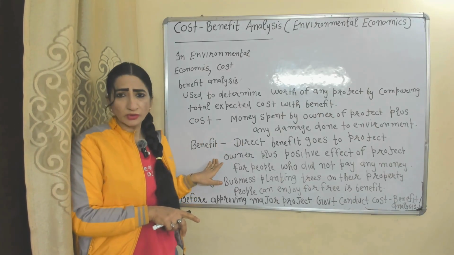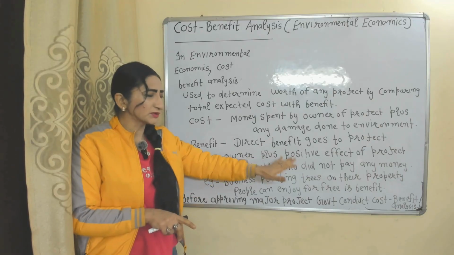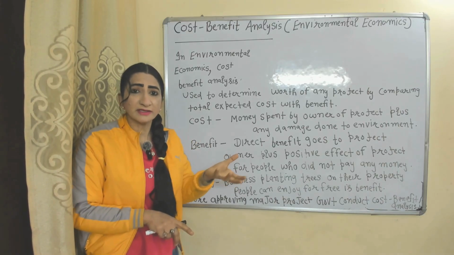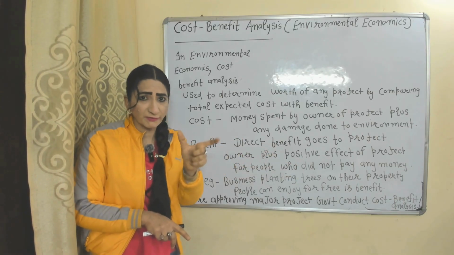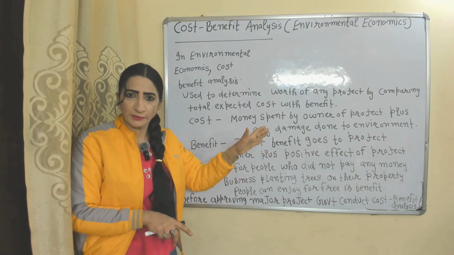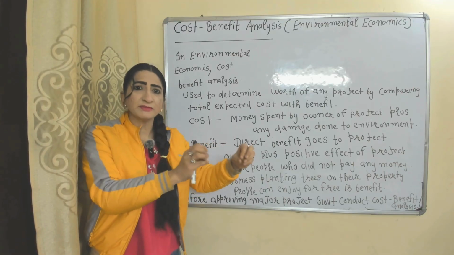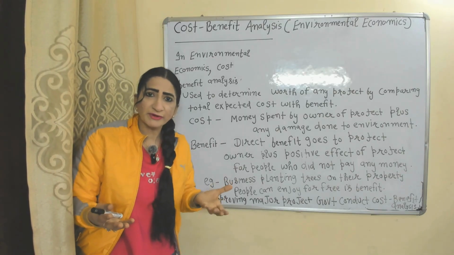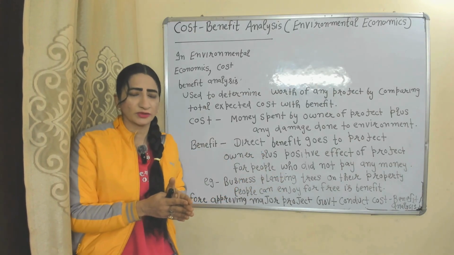Similarly, in benefit, we not only include direct benefit which goes to the project owner, but also the positive effect of this project on society. For example, a project owner plants trees on their property and people are enjoying it free. This will be called benefit to society due to this project. This benefit we also include in the total benefit of the project. While approving any project, the government makes a comparison between the total cost of the project and the total expected benefit of the project. If benefit exceeds cost, then the government gives approval for this project, otherwise not.